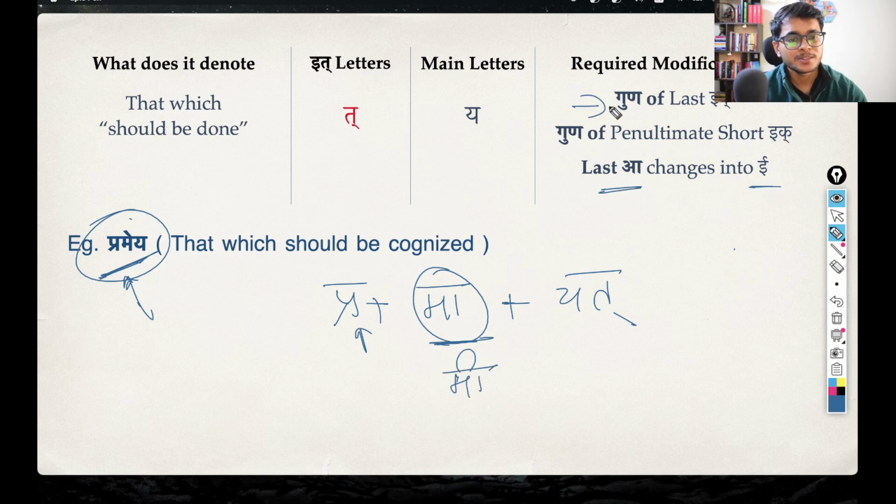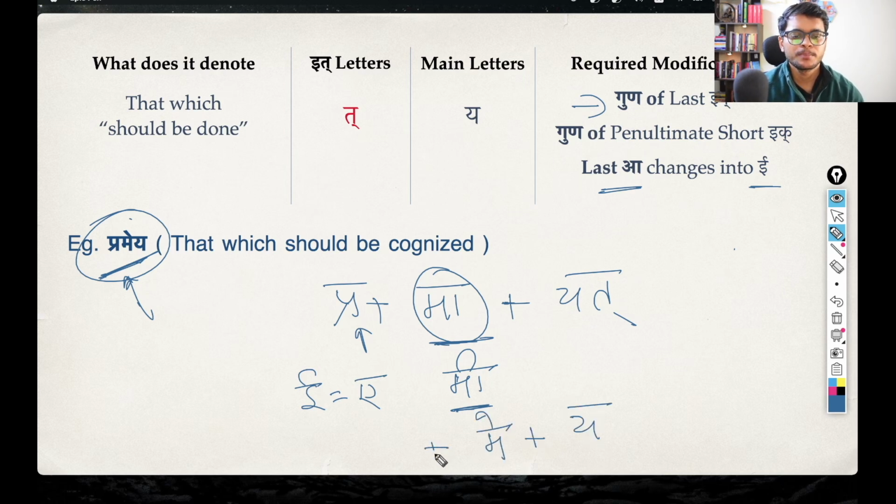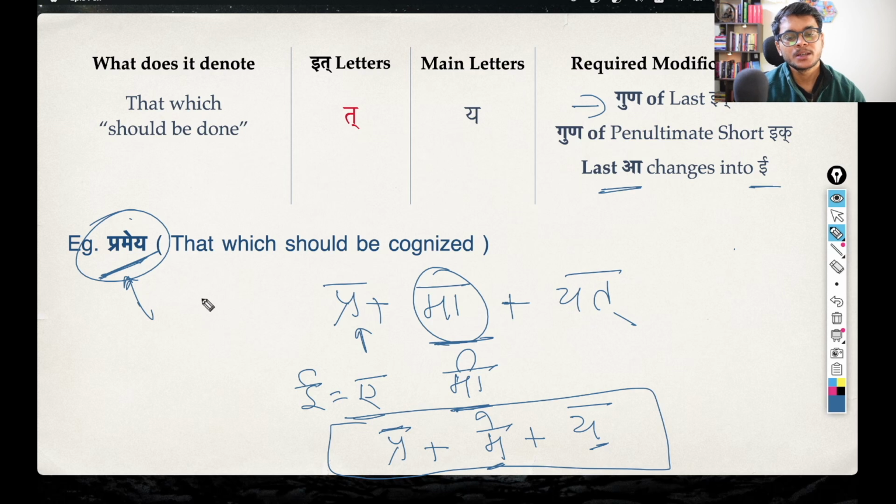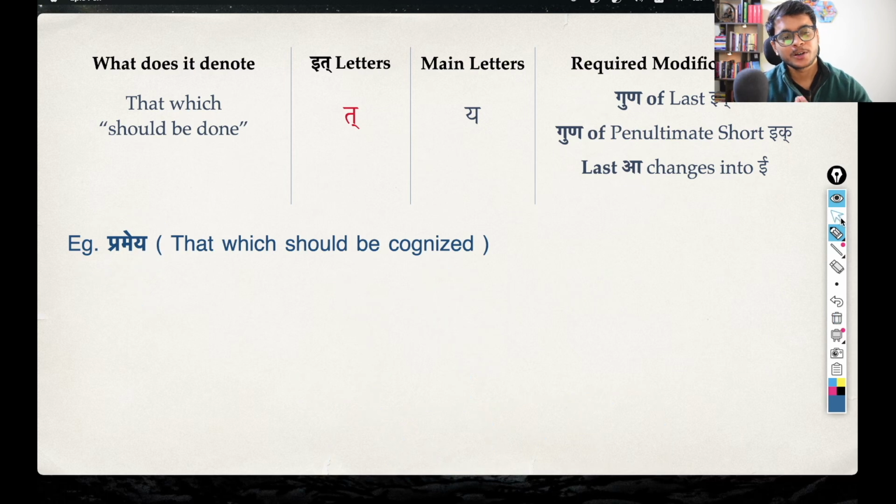And then, as per the modification, guna of the last ik, the guna of this last e vowel will happen. The guna of e is a. So this mi will further change into me. And then when no more modifications are possible, we will just simply add all of them. So we have the prefix, we have the suffix, and we have the modified dhatu, joined together into the new word prameya. Prameya, that which should be known, that which should be cognized. Okay, so I agree that initially it may look like a lot, but once you know these modification rules, see how easy it becomes to create new words out of the dhatu.